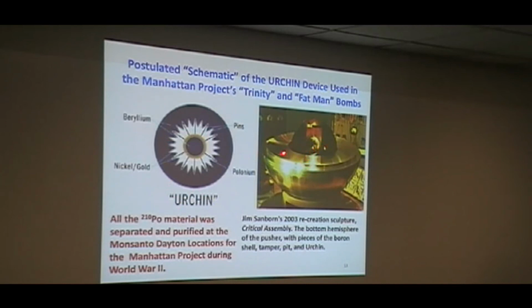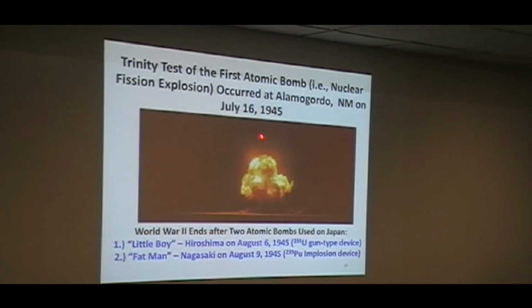This is a simulation, a model of the first atomic bomb, the Trinity bomb, but also the same design as the Fat Man. And on July 16th, 1945, this was the first nuclear fission explosion, detonating that device. Two more were done. As I said, Little Boy on Hiroshima was a uranium-235 device, and Fat Man on Nagasaki. They ended World War II. Japan then, within a few days, surrendered.